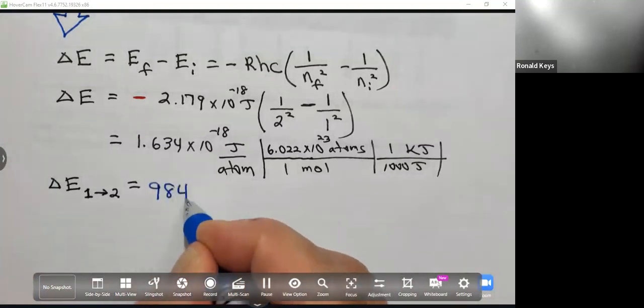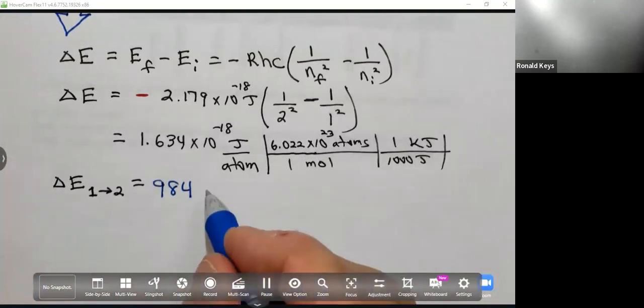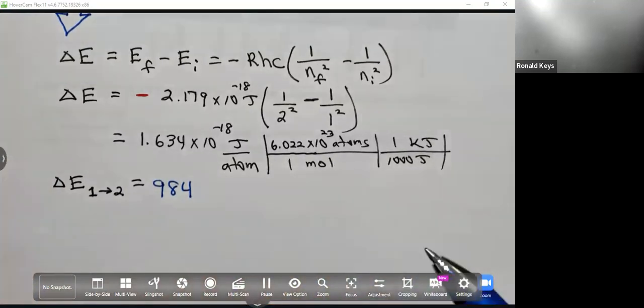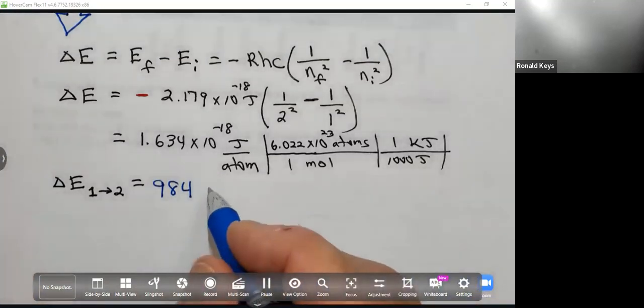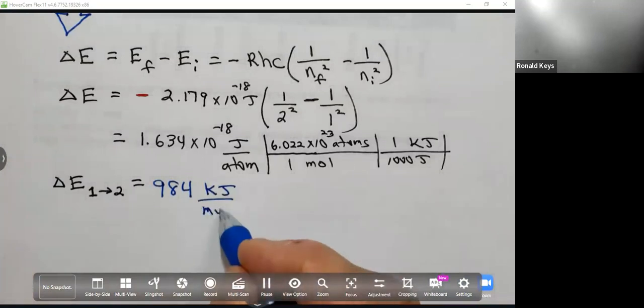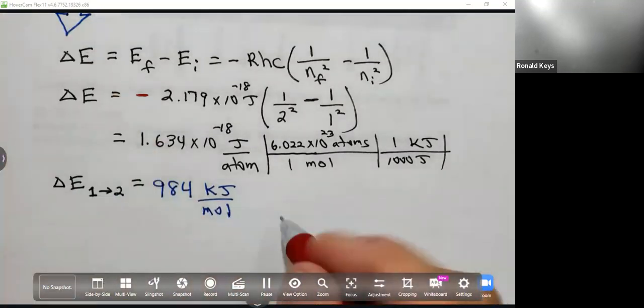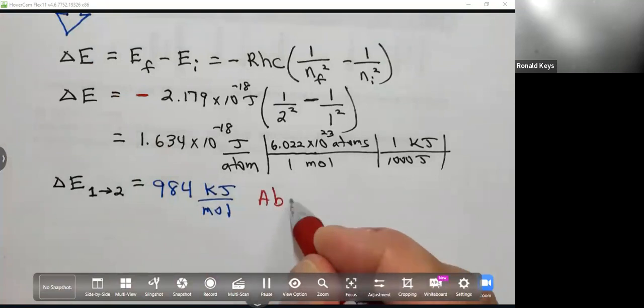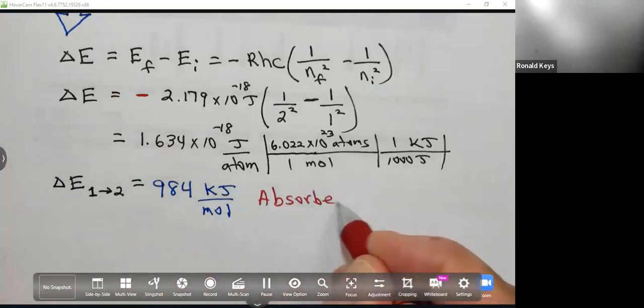Doesn't this come up to be 984? Or darn close to it? 984. Okay, so that 984 then, what units do we have left? Kilojoules per mole. This is going up, so we know that this is absorbed, right?